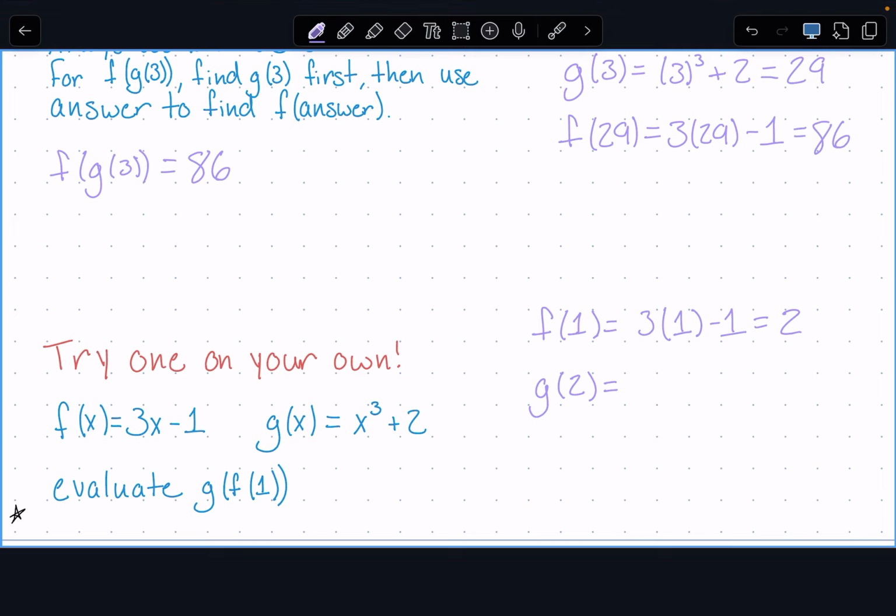Okay, g of 2, what did we get? 10? Is that a consensus that we can agree upon? Well, he's saying he doesn't know. I'm just taking a guess, alright? Okay. So g of 2 is going to be 2 cubed plus 2. 2 cubed is 8. And 8 plus 2 is 10. What'd you say?